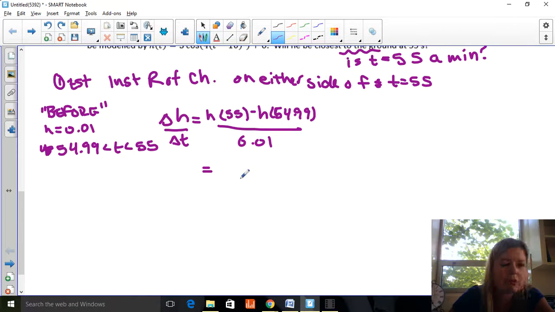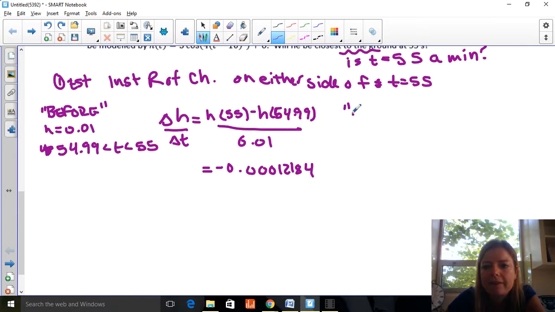So when you put that through, you get negative 0.00012184. So I put in 55, I get a number. I put in 54.99, I get a number. Subtract them, divide by 0.01, and I get this. Okay, now let's try after. So this is good news so far because that is a negative rate of change, which means that it was decreasing up until 55. So now if it's increasing afterwards, that would suggest that at 55 there is a minimum.